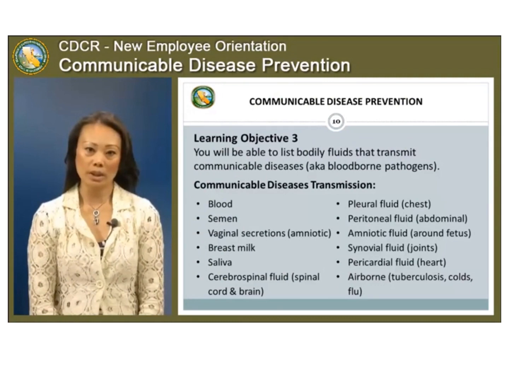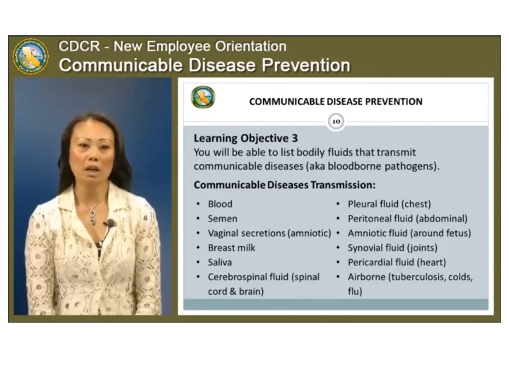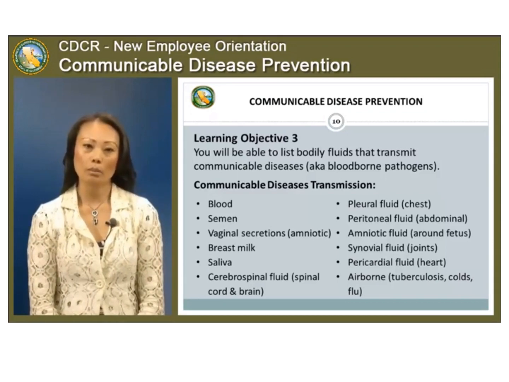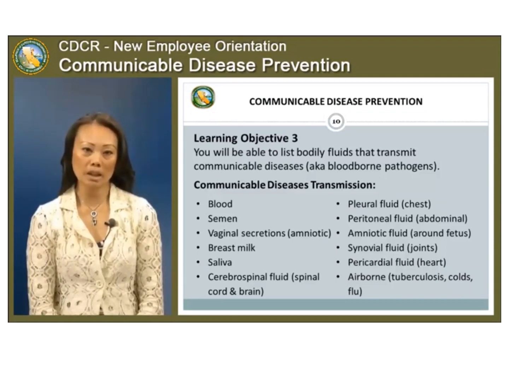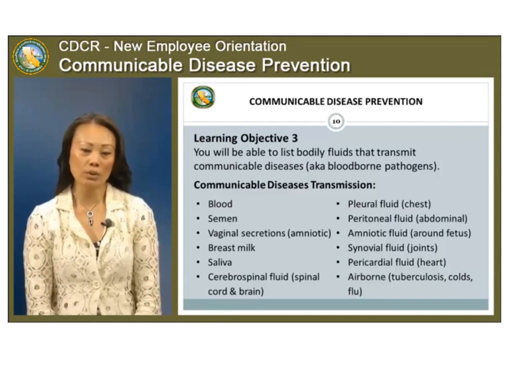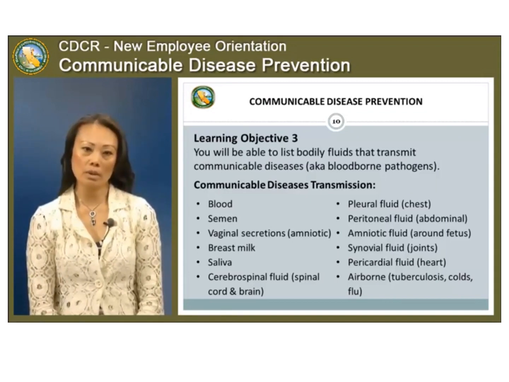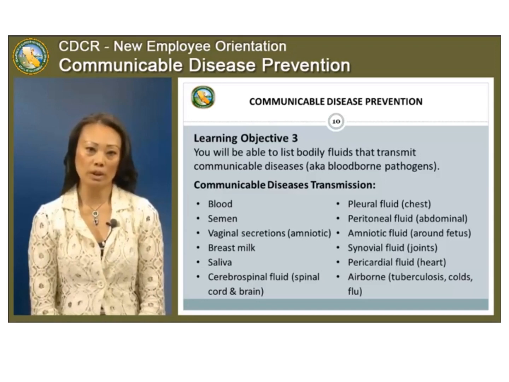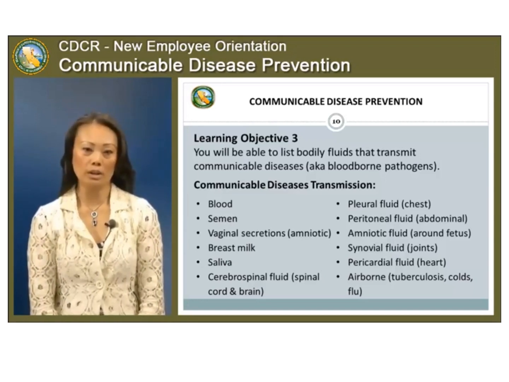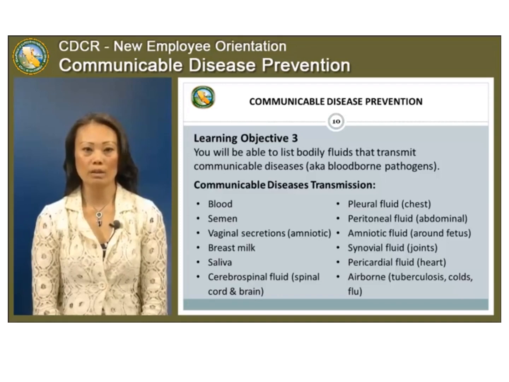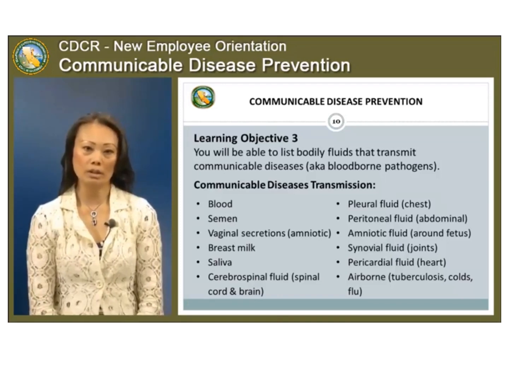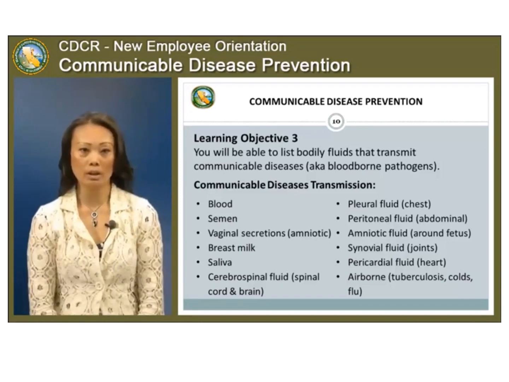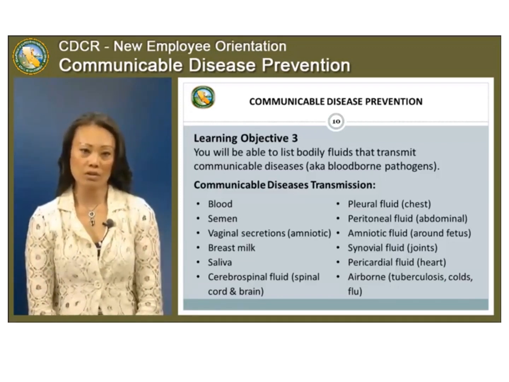Learning Objective 3. You will be able to list bodily fluids that transmit communicable diseases: blood, semen, vaginal secretions, breast milk, saliva, cerebrospinal fluid, pleural fluid, peritoneal fluid, amniotic fluid, synovial fluid, pericardial fluid, airborne pathogens.